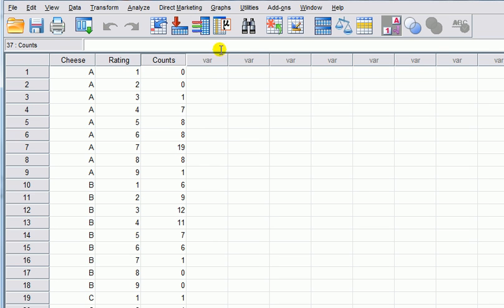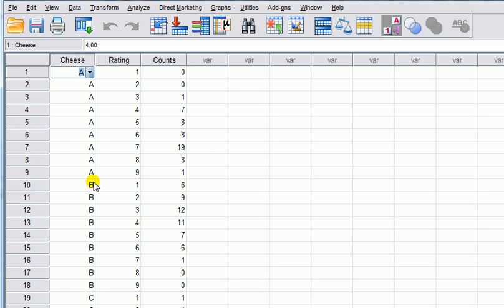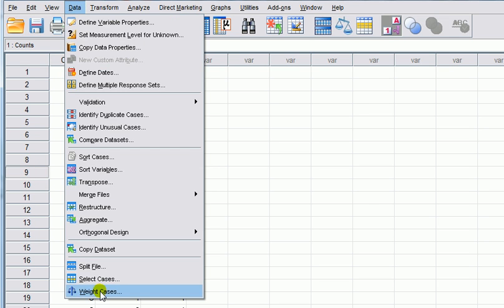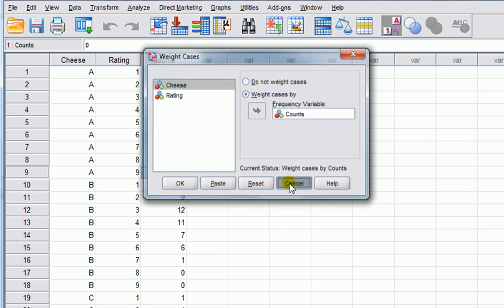Okay, this is what my data set looks like. So I've got 3 columns, one for cheese, and you see I've got 9 entries there because I've got 9 ratings, ratings 1 to 9, and then the third one is the counts. To run the regression, I first have to weight it by count, so I go to data, weight cases, and then move the count into the frequency variable, which I've done already.